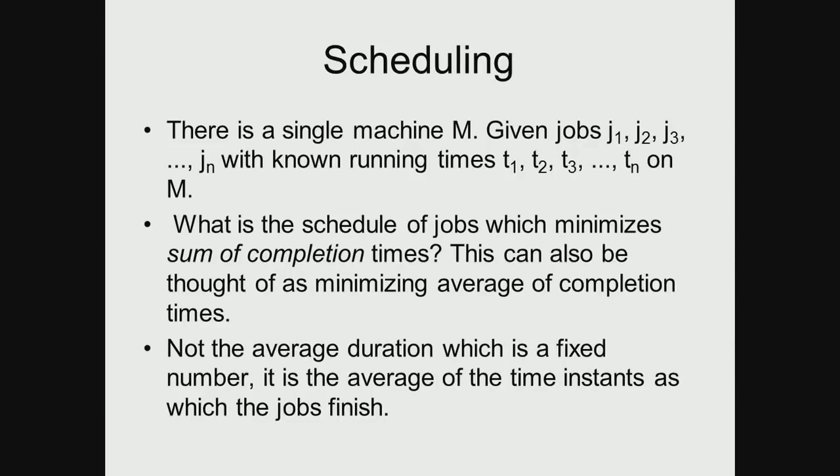Now, minimizing the sum of completion times can also be thought of as minimizing the average of all the completion times. It is very important for the student to note that this is not the average duration, which is a fixed number. It is the average time a job spends waiting for a machine, and then the time that it spends on the machine itself. One wants to minimize this quantity. Therefore, the goal of this exercise is to find an ordering of jobs to execute on the machine, so that we minimize the sum of completion times.